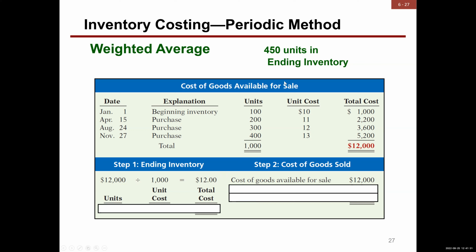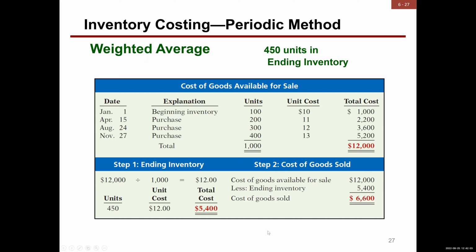So to find out our ending inventory cost, the 450 units times the average cost of 12, our total cost is 5,400. Then again, how do we compute the cost of goods sold? Well, the amount available of 12,000 minus the ending inventory of 5,400 would give us our cost of goods sold of 6,600.